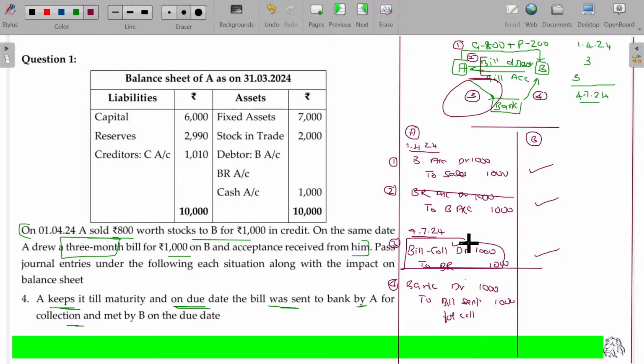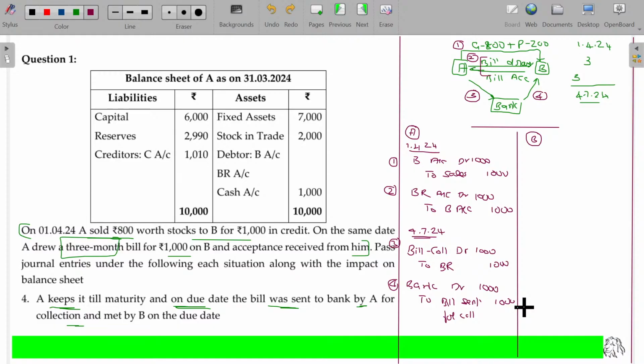That will be cancelled only when we collect. Once we collect the money, the bill sent for collection debit and credit gets cancelled. That's why we are creating the temporary account called bill sent for collection account. This is the logic behind. You may ask, why do I want to do this, sir? If there are n number of bills, you may have the chance to forget. In order to keep track, you need to have temporary account bill sent for collection.